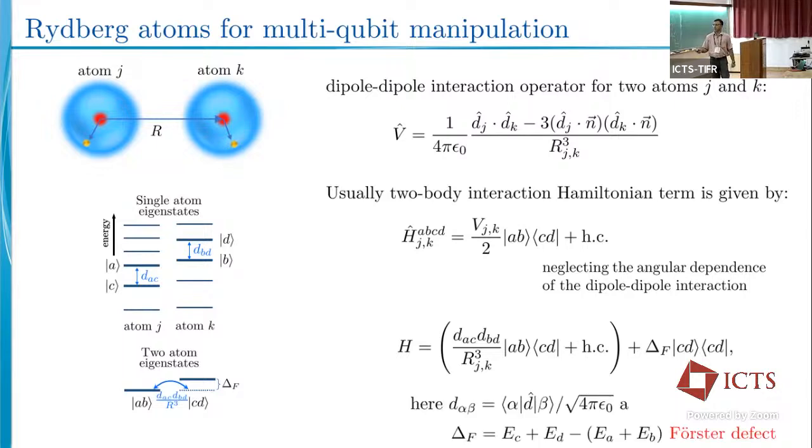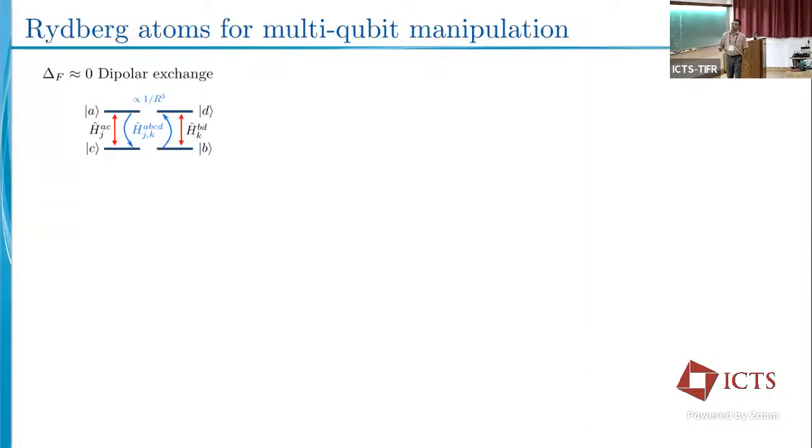Okay, and here the Forster defect you can see: we take E_C plus E_D, the energy of this, minus E_A plus E_B, so these two are subtracted. If they are equal, we get this result. Otherwise, some small frequency difference will be there, which also matters, and I will discuss it. So here two cases come. One is when this Forster defect is equal to 0, at resonance.